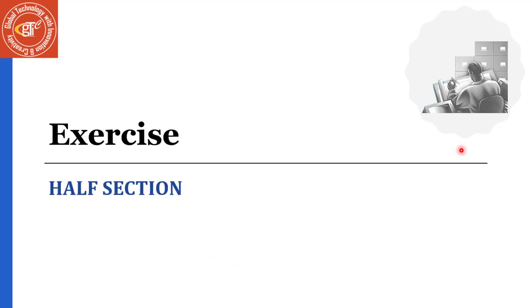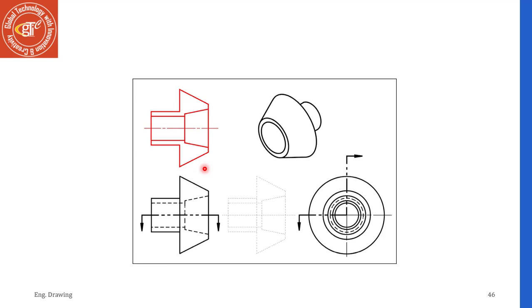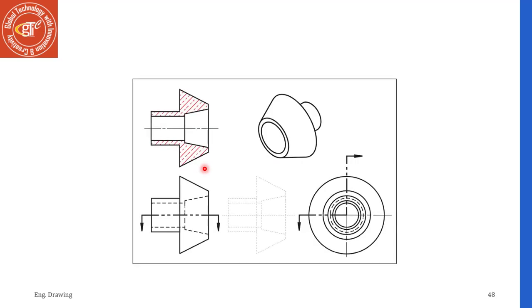Exercise related to the half section view. On the given front and right side views, you have to sketch the top view as a full section and create a half section front view. And the material of the part is brass. So let's first draw its front view. So here we have it, the front view of the part. Then we add the section lines in the top full section view. This pattern is used for brass type of material.